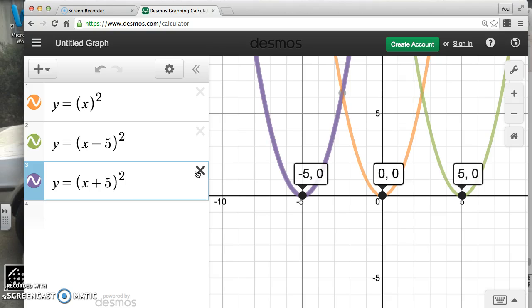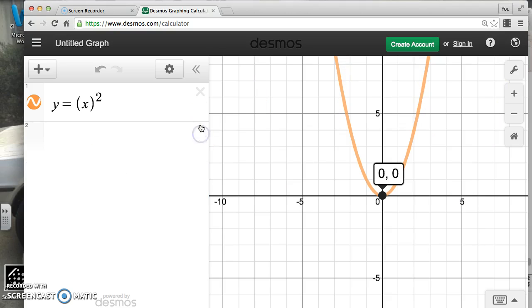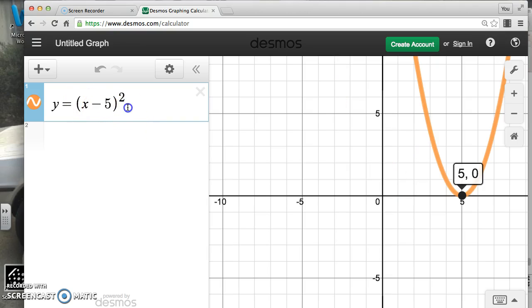All right, let's put all this stuff together now. Let's click these out. Let's start with this one. Let's put a number inside and a number outside. So let's say I want to shift it over 5. That would actually be a minus 5. So I shift it over 5. Now let's say I want to put it up 3.